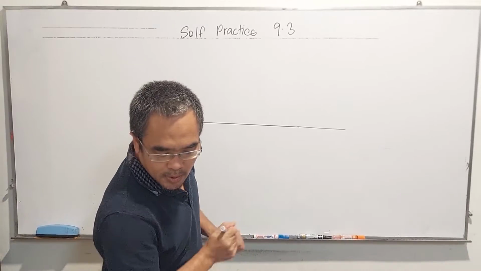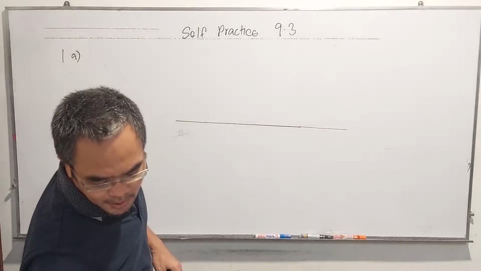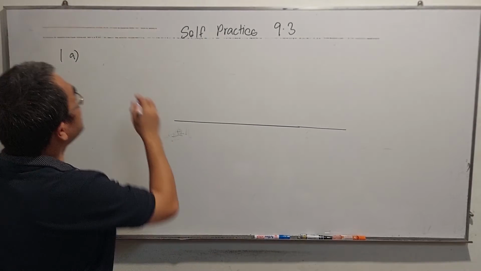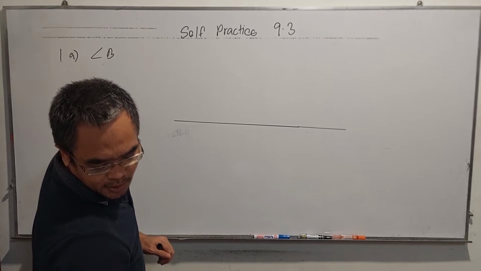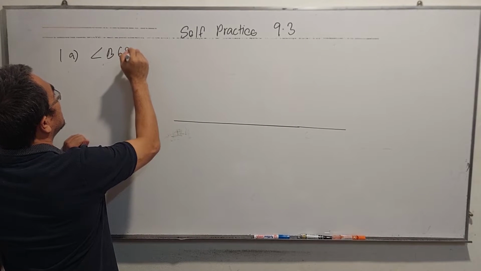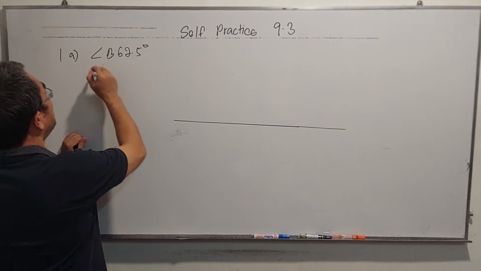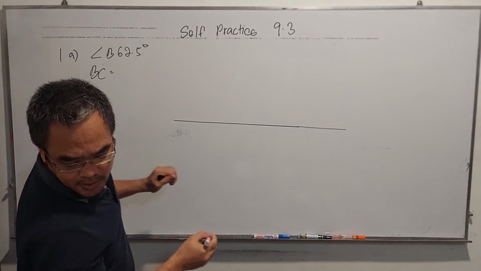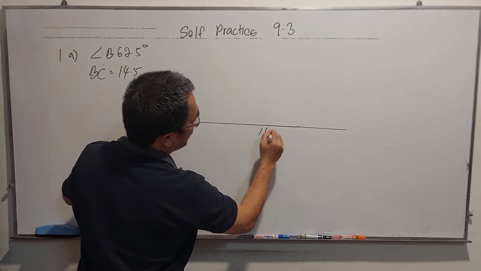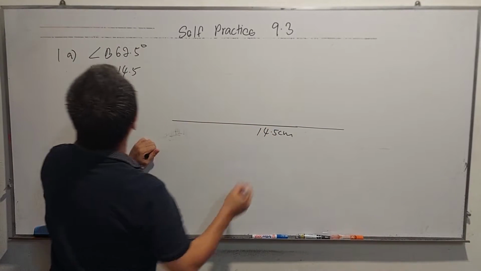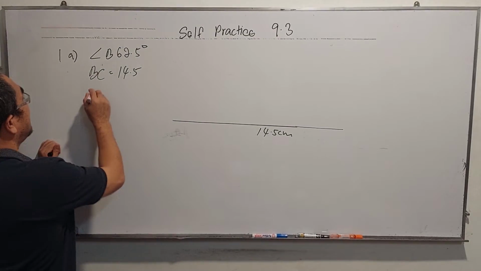So now they say for question number 1A, angle B is 62.5. Length of BC is 14.5. So this is 14.5. And the AC will be 10.